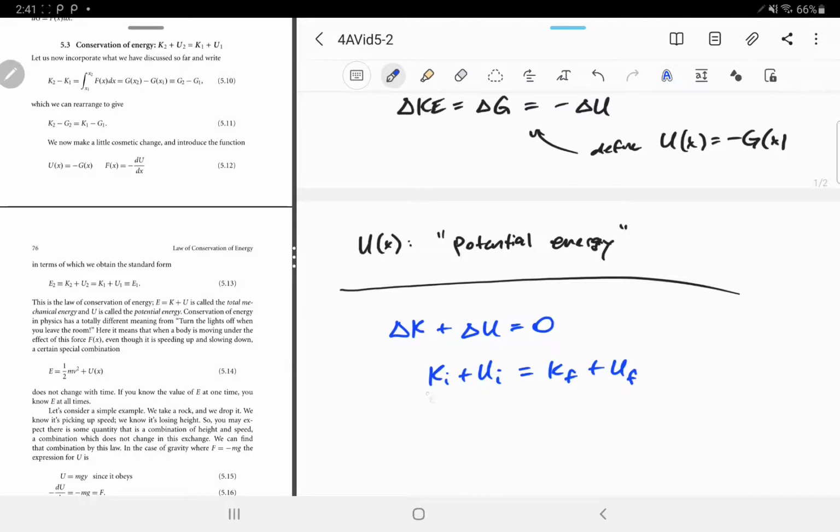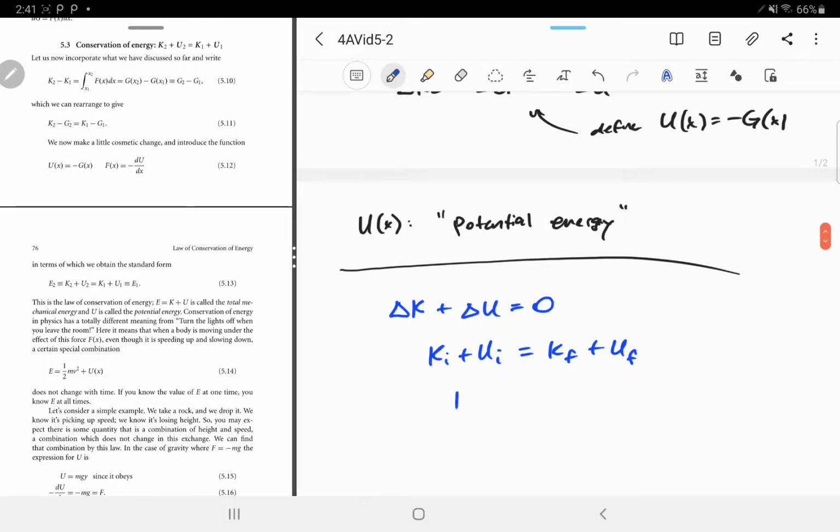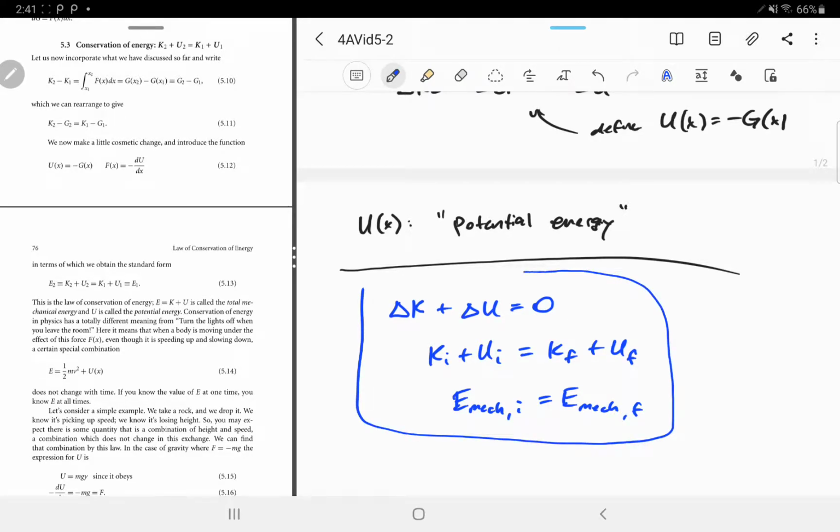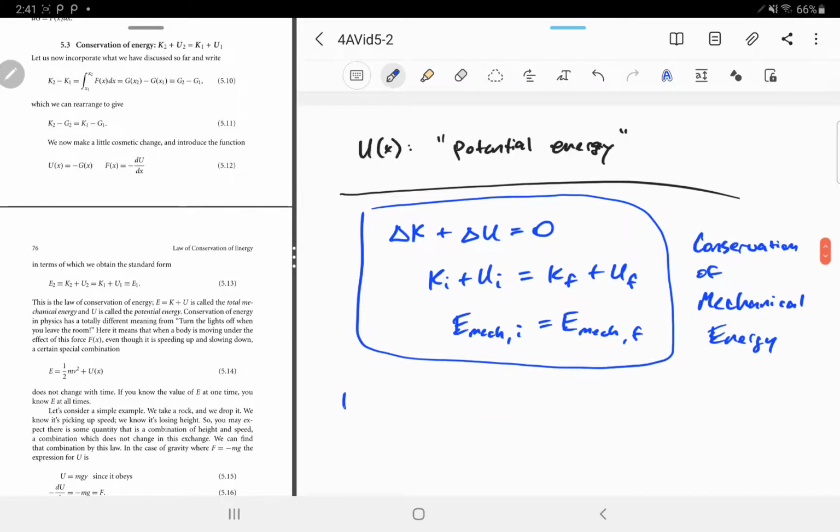So this is kinetic energy and potential energy. We define the total amount of kinetic plus potential to be the mechanical energy. So the initial mechanical energy is equal to the final mechanical energy. All of these statements are saying the same thing, and this is called conservation of mechanical energy. This equation is true if there are no non-conservative forces.